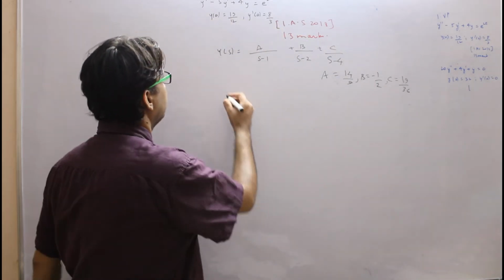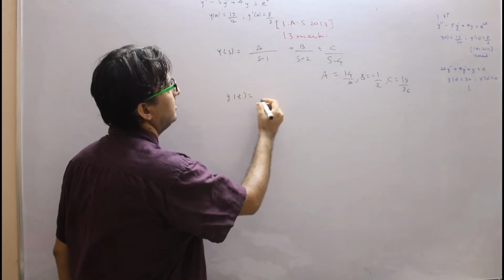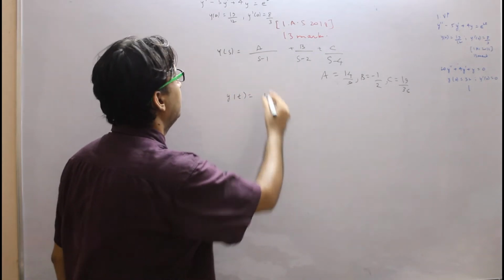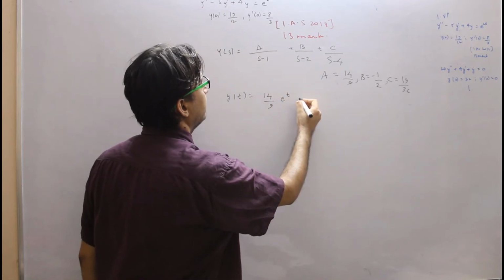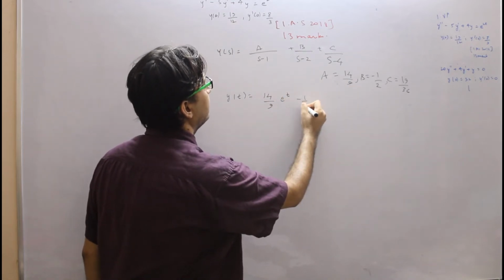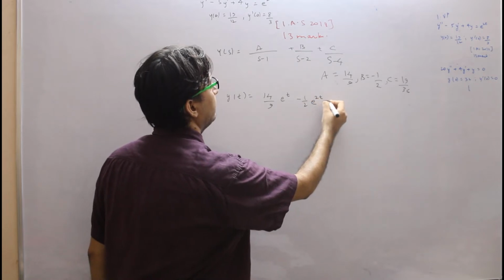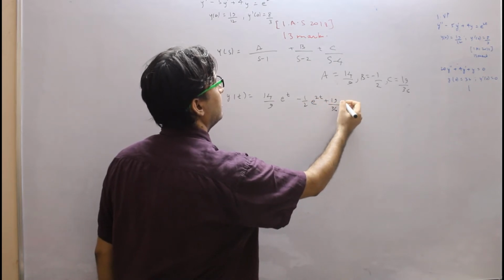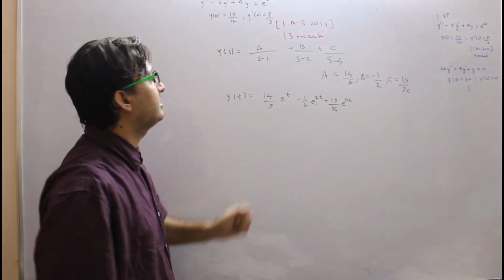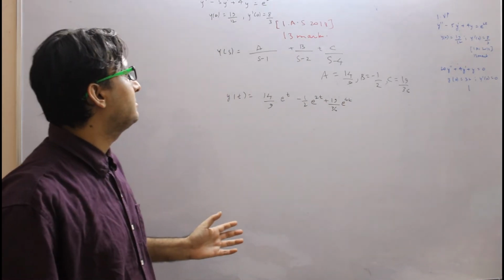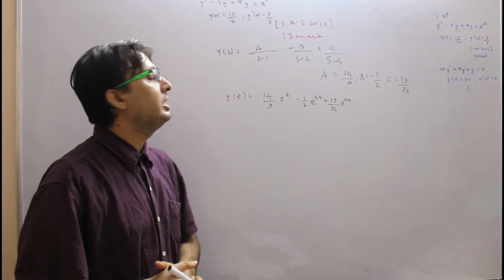So our answer is y of t is equal to 14 by 9. We will take the inverse Laplace minus 1, that will be e to the power t. Then this is half. This is 2t plus 19 by 36. Okay, 4 e to the power 4t. This is the answer. Now this is a very simple concept, but we can also do it in an alternative method.